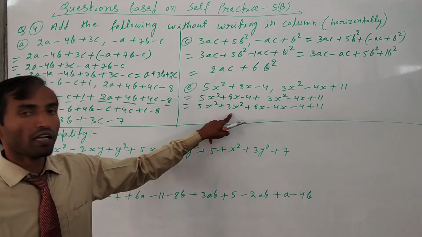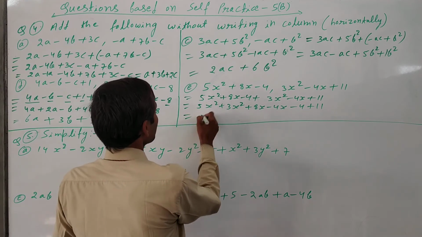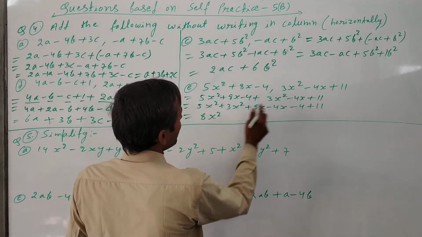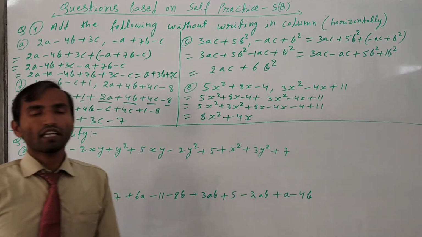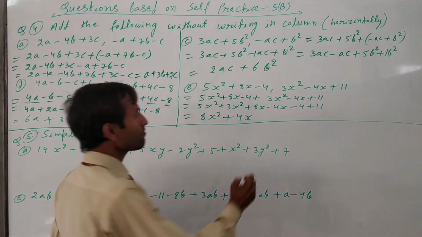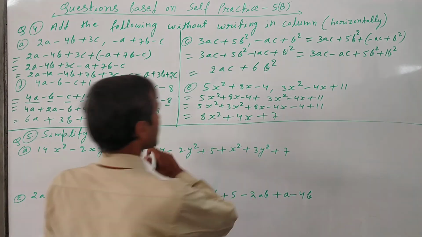Now just add 5 plus 3, it will come 8x square. Okay. Now 8 minus 4, it will come 4x. Then minus 4 plus 11, then we will subtract 11 minus 4, it will come 7. This is the final answer.